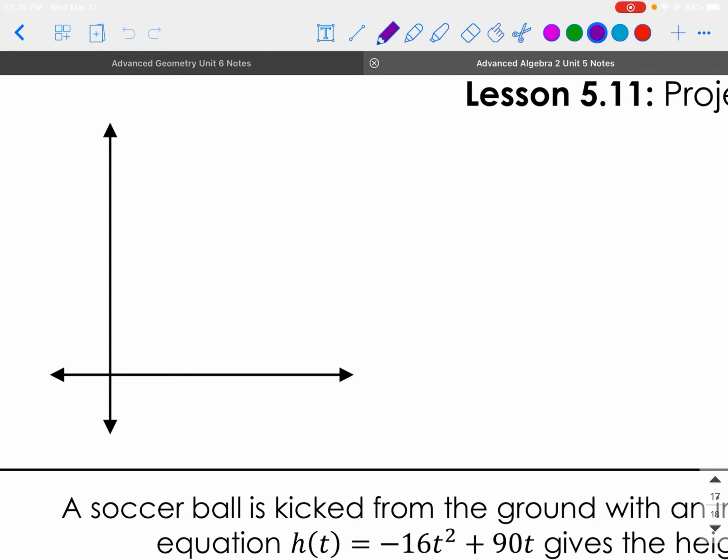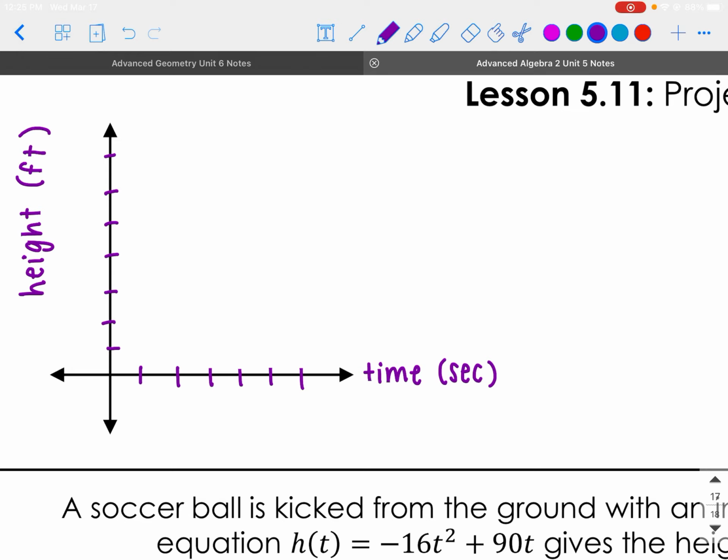In these types of problems, your x-axis is your time, and it's normally in seconds. So like 1 second, 2, 3, 4, 5, and so on. Your y-axis is height in feet. And so let's think about if we were to throw a ball into the air. And let's say we start at the ground.